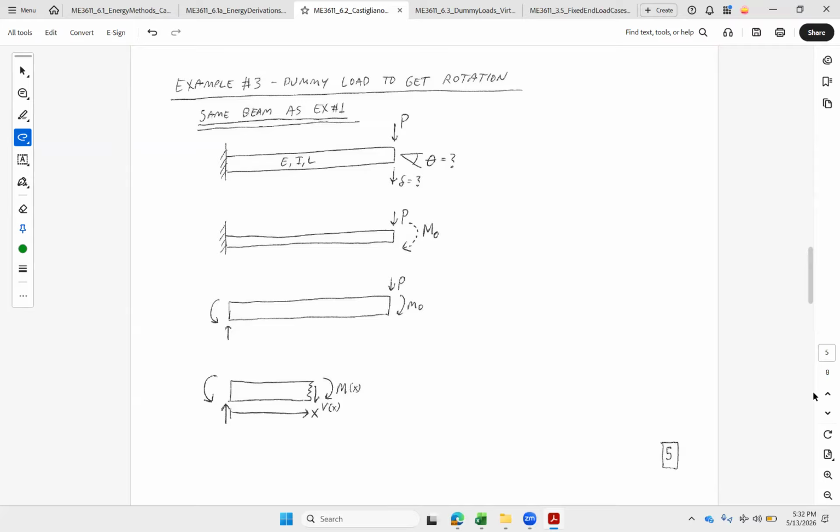But if we don't have the load we need, we can just throw it on there. So this is going to be called our dummy load method. We're going to put a load on there, then do the energy formulation. And after we get through with our Castigliano derivative, we're just going to turn it back off, set it back to zero. So let's see how that looks and what happens here.